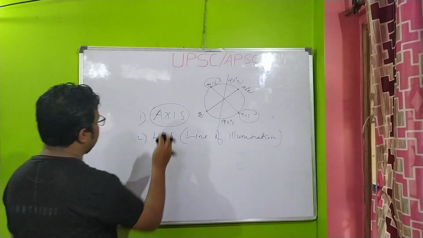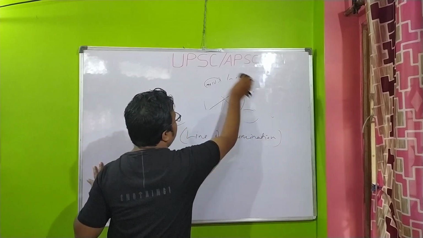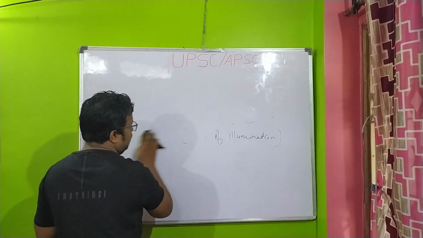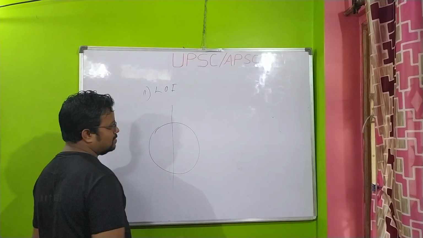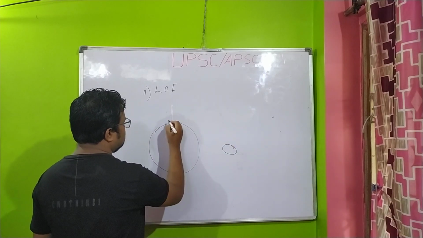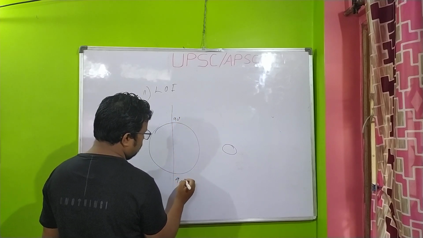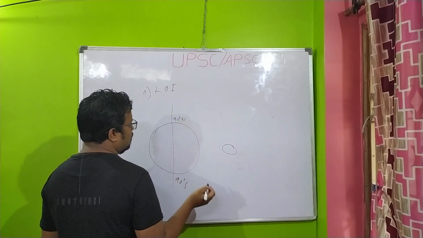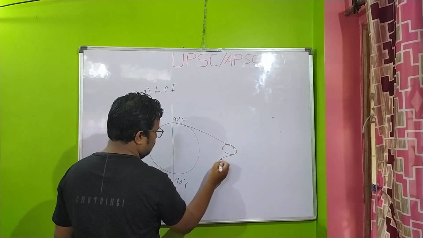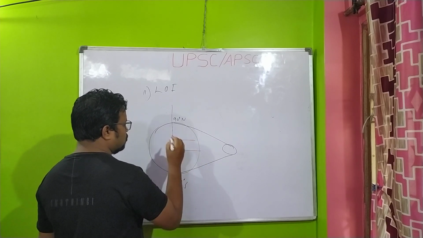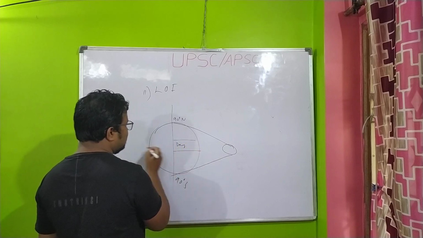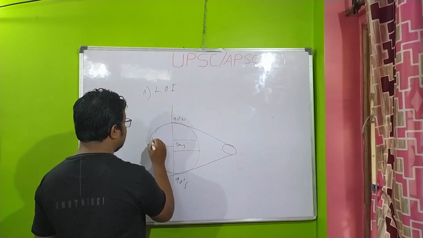So to know line of illumination, our next topic is line of illumination. Suppose this is the earth, and this is the axis. Suppose this is the sun. So this is 90 degree north, this is 90 degree south. The sunlight will fall in this region, so this region will become day. In this region, sunlight will not fall, because of which it occurs what?